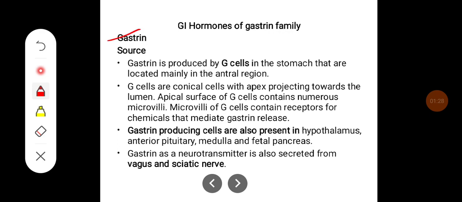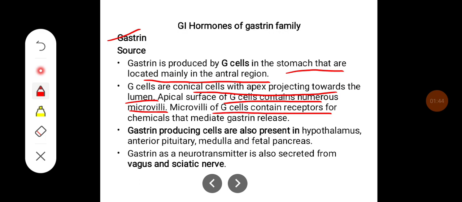Gastrin is produced by G cells in the stomach that are located mainly in the antral region. G cells are conical cells with apex projecting towards the lumen. The apical surface of G cells contains numerous microvilli, which contain receptors for chemicals that mediate gastrin release. Gastrin-producing cells are also present in the hypothalamus, anterior pituitary, medulla and fetal pancreas. Gastrin as a neurotransmitter is also secreted from the vagus and sciatic nerve.